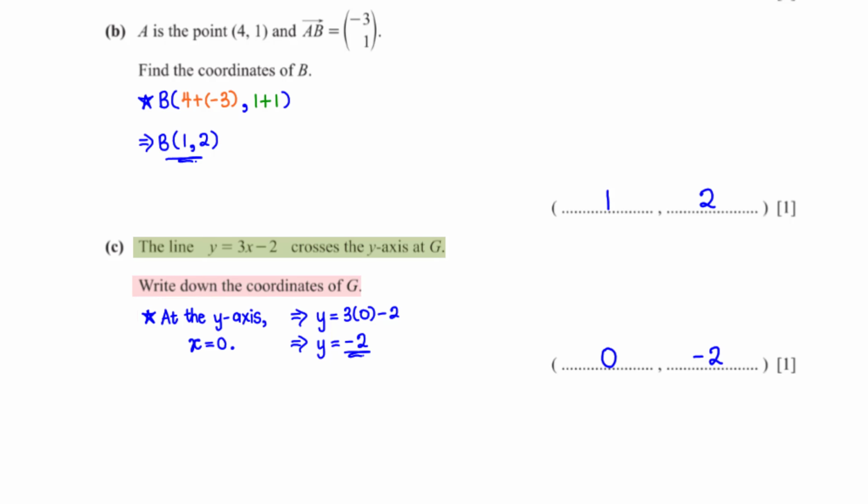To find the corresponding y-coordinate, we slot in x equals 0 into the equation of the line. This gives us 3 times 0 minus 2, which is equal to -2. And so the coordinates of G are (0, -2).